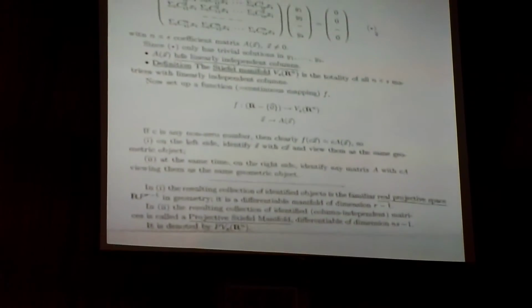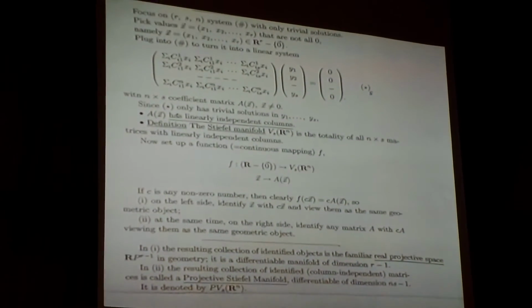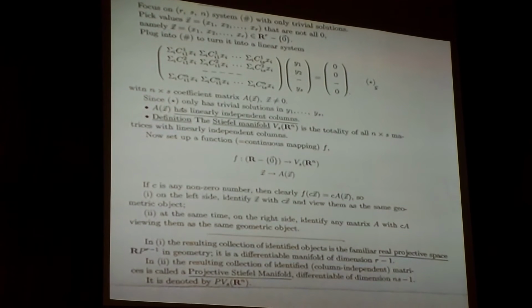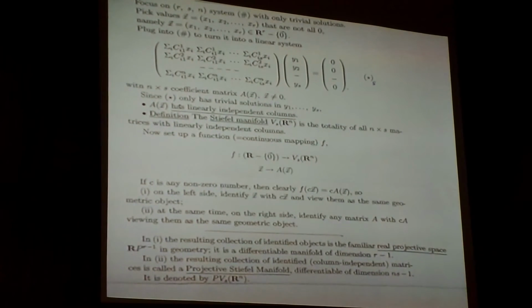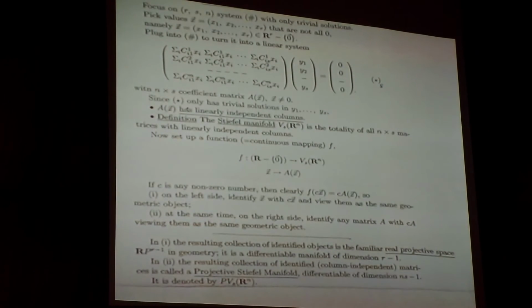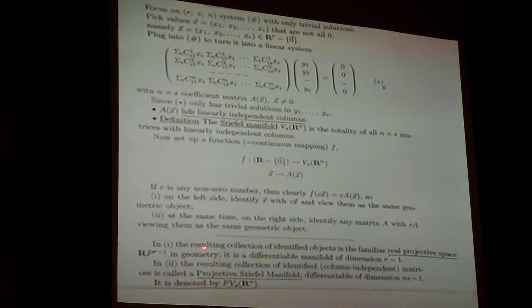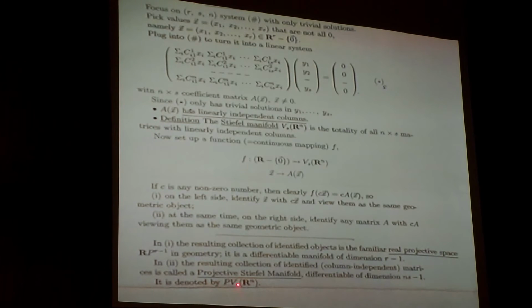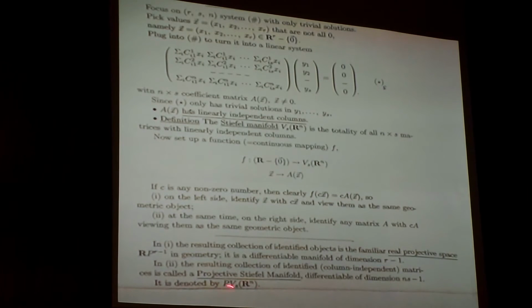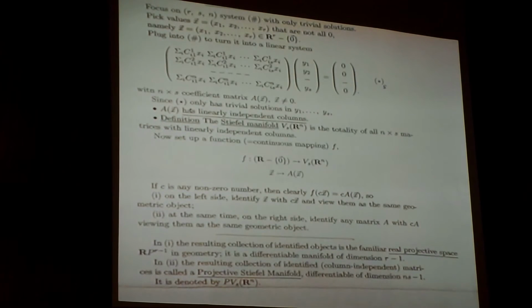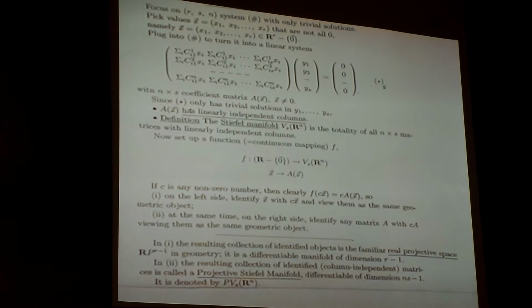Now, on the right-hand side, when identification is made, we take matrices which are column independent. We identify the matrix with any constant multiple of it. And what results, the identified object, will constitute the projective Stiefel manifold. It is now denoted by the Stiefel manifold's notation with a P in front of it, signifying projectiveness.